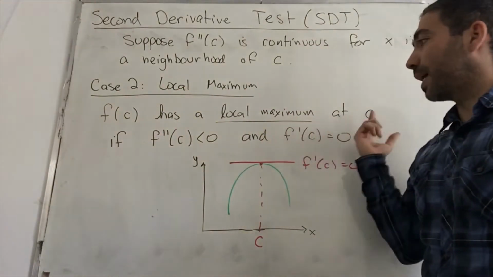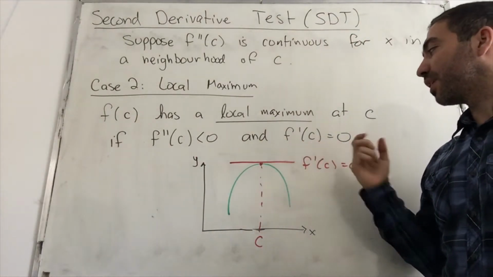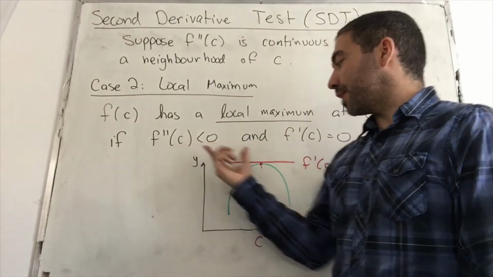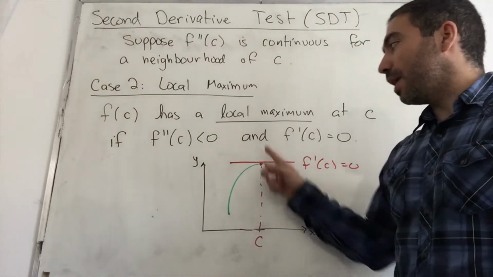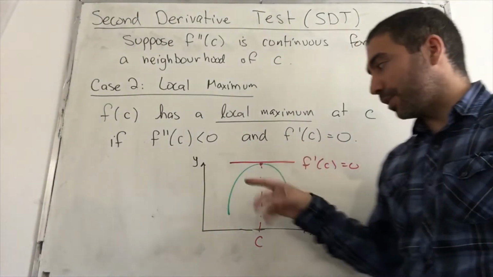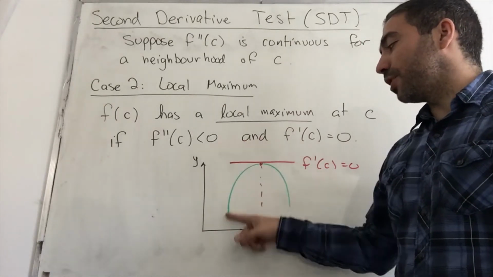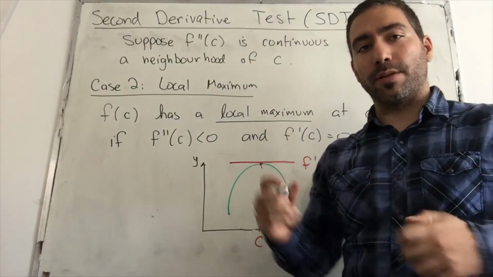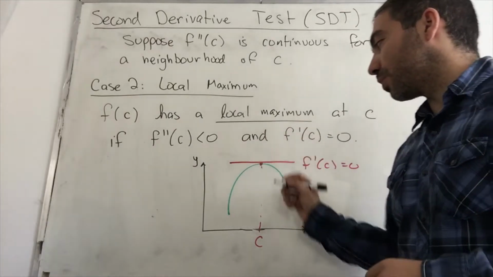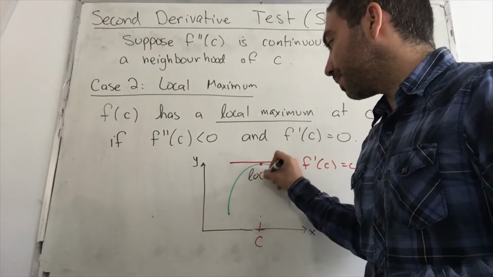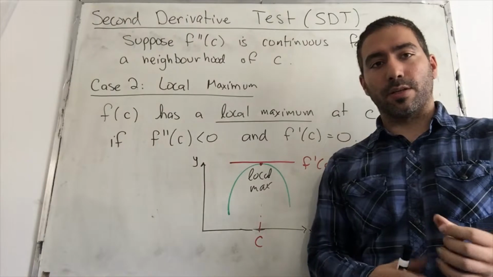f of c has a local maximum at c if the second derivative is negative and if f prime of c equals 0. So the second derivative is negative, which means it's concave down. So our original function here, f of x, is concave down, and f prime of c equals 0, so we have a horizontal tangent at c. So if we have both these conditions, then this point here has to be a relative or a local maximum. Okay, so concave down and horizontal tangent gives us a local max. So this is what the second derivative test tells us.